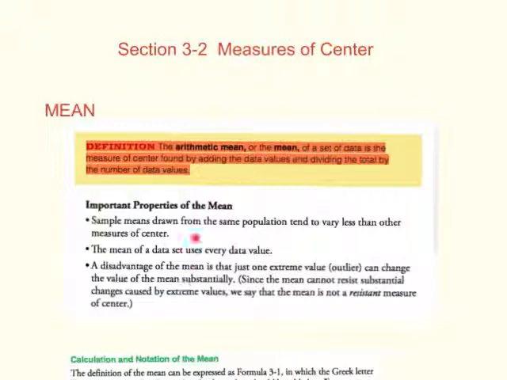We've got a couple of important properties of the mean. Sample means drawn from the same population tend to vary less than other measures of center, and the mean of the data set uses every single data value. A disadvantage of the mean is that just one extreme value, or outlier, can change the value of the mean substantially. Since the mean cannot resist substantial changes caused by extreme values, we say that the mean is not a resistant measure of center. Some of the other measures are resistant to outliers, but this one is not, because an outlier can make a significant change in the value of the mean.